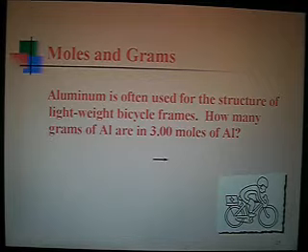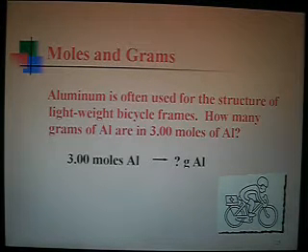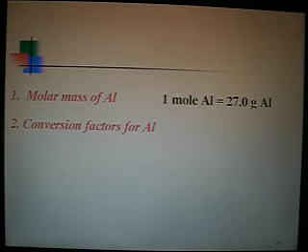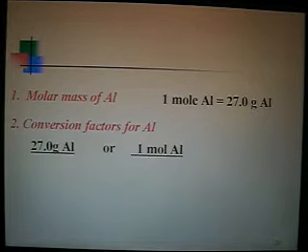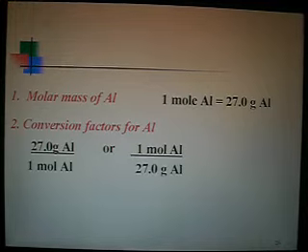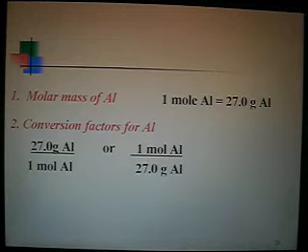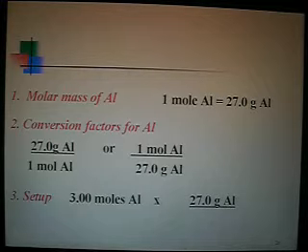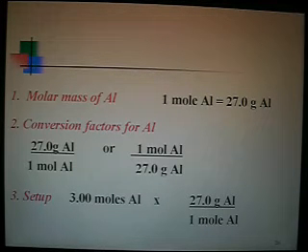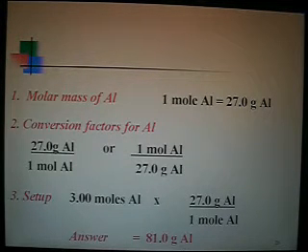How do we do this problem? Take 3 moles of Al, how much does that weigh? Look it up and set it up: 27 grams of Al. The conversion factor is 27 grams of Al over a mole of Al, or a mole of Al over 27 grams. Here's your setup, and finalize the answer.